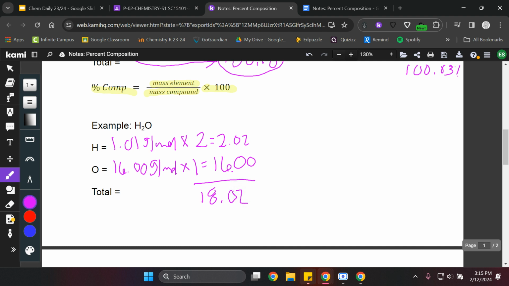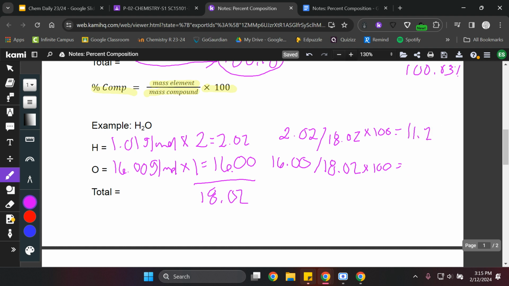Our total is 18.02. So to find the percent composition, it's going to be the mass of the substance, 2.02 for hydrogen, 16 for oxygen, divided by 18.02, because that is the mass of the compound. Then we multiply that by 100 to make it a percent. And the percent composition for hydrogen is 11.2%. And for oxygen, it is 88.8%. And this one does work out to be 100% in total, so we know that we're in the clear.